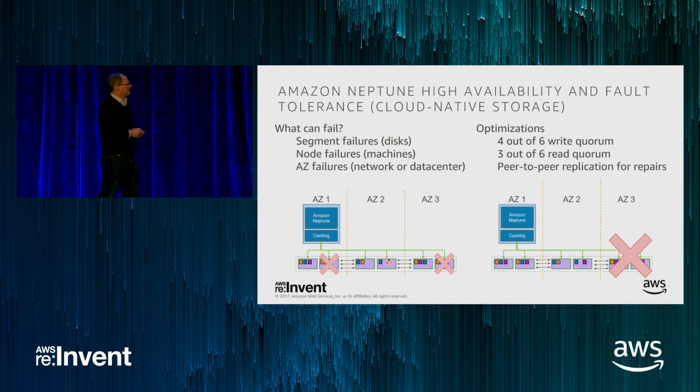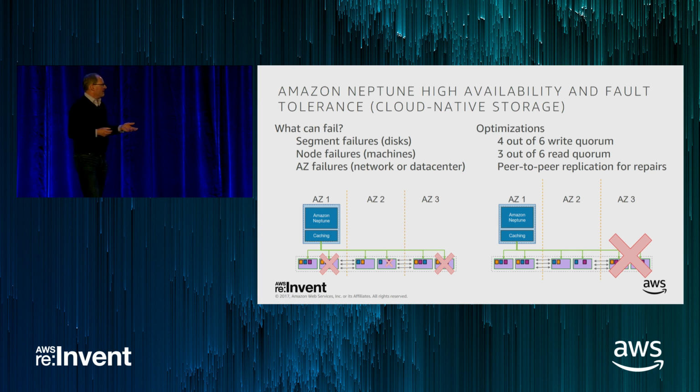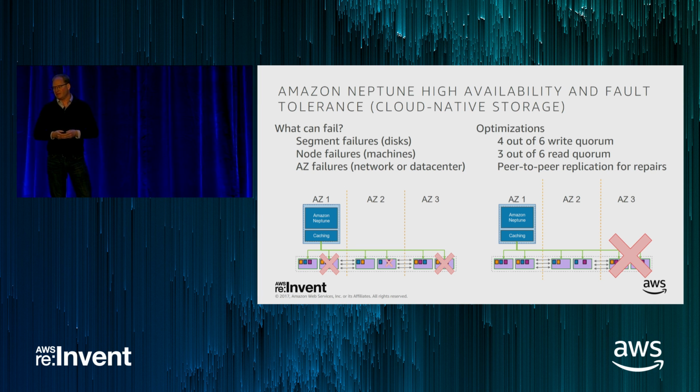Next, let's take a closer look at what happens with high availability and fault tolerance and how the system achieves that. We all know that a number of things can go wrong in distributed systems. Segments can fail on disks. You can have node failures on machines. Power supplies fail. CPUs burn out. Entire AZs can go down due to power or network failures and whatnot.